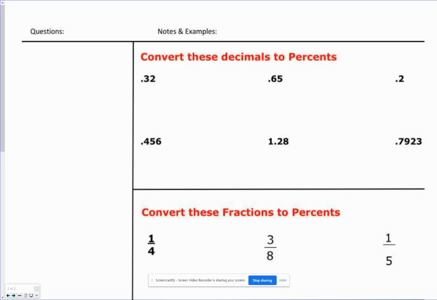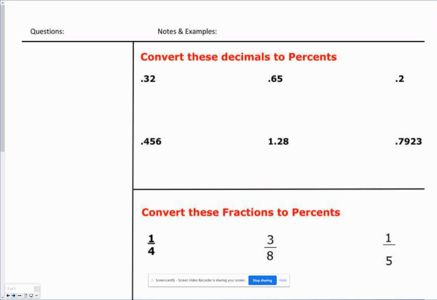Next page. Convert these decimals to percent. So now we're just practicing. So go ahead. Go practice those. Pause the video, and then you can check back with me.